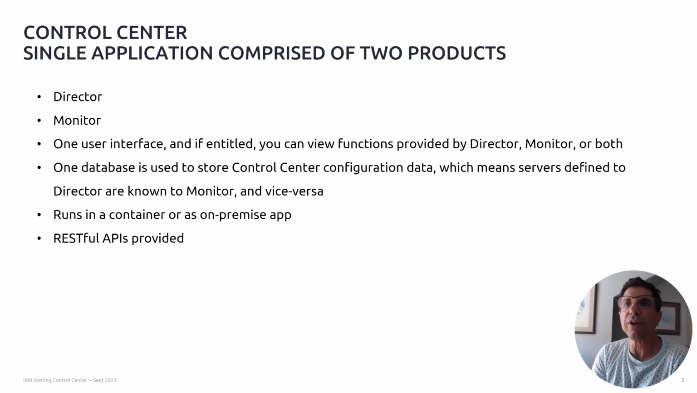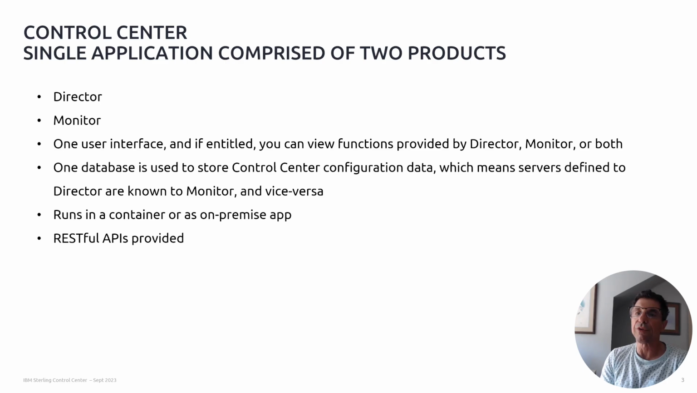So Control Center is a single application, and it's comprised of two products. One's called Director, the other is called Monitor. There's a single user interface, and if you're entitled, you can view functions provided by both through the one UI. There's also a single database, and it's used to store all the Control Center configuration data, which means servers defined to Director, you'll see them in Monitor, and vice versa.